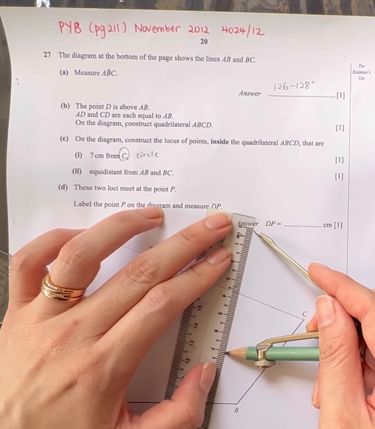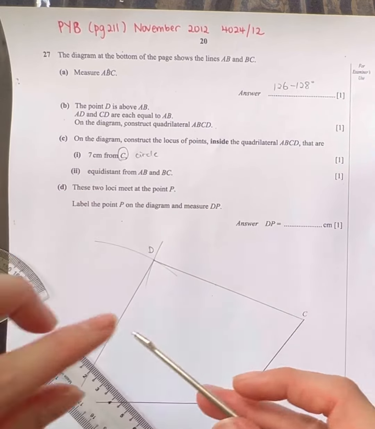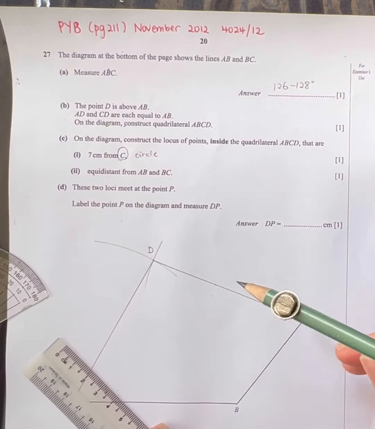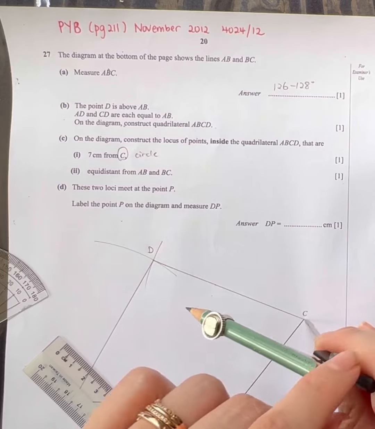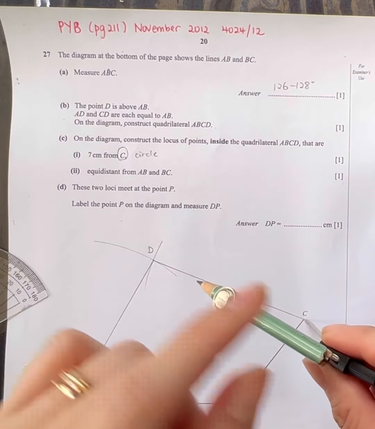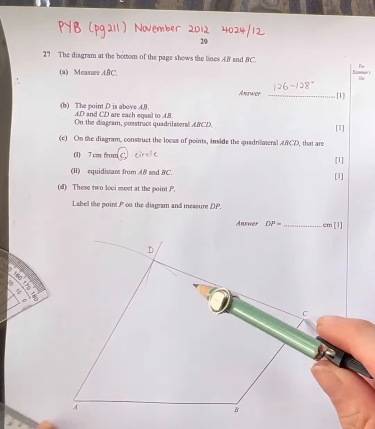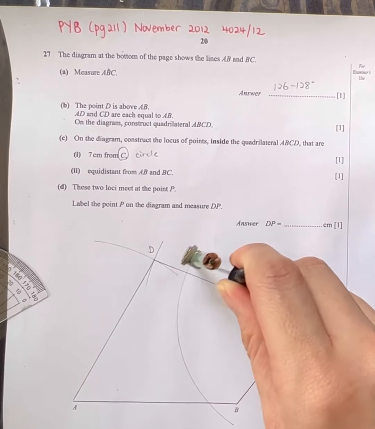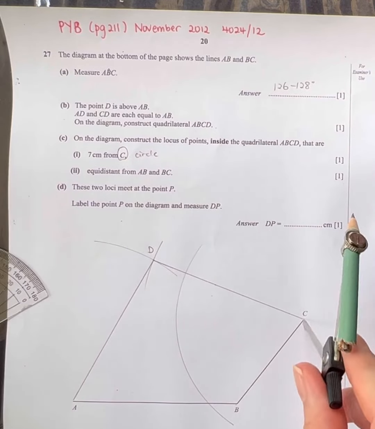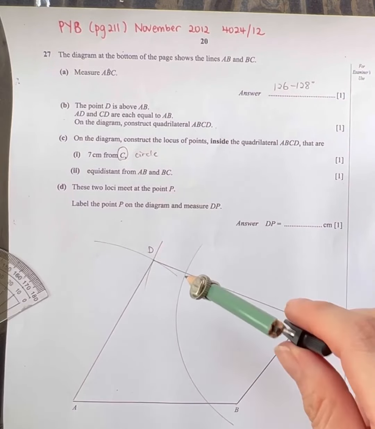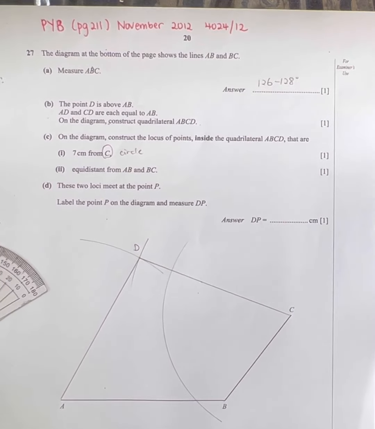Okay, 7 cm. Look at it, 7 cm. You draw a circle from C. You don't need to draw the full circle, because what you need to draw is only inside the quadrilateral. So you draw inside the quadrilateral only, like that. You don't need to draw a full circle. Only like this. Right?